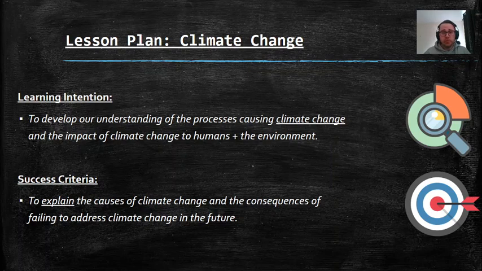This lesson we'll be looking at climate change in week 6 of term 2 in year 10 geography. This lesson we're trying to develop our understanding of the processes causing climate change and then the impact of climate change to humans and the environment. Our success criteria is to explain the causes of climate change and then the consequences of failing to address climate change in the future.